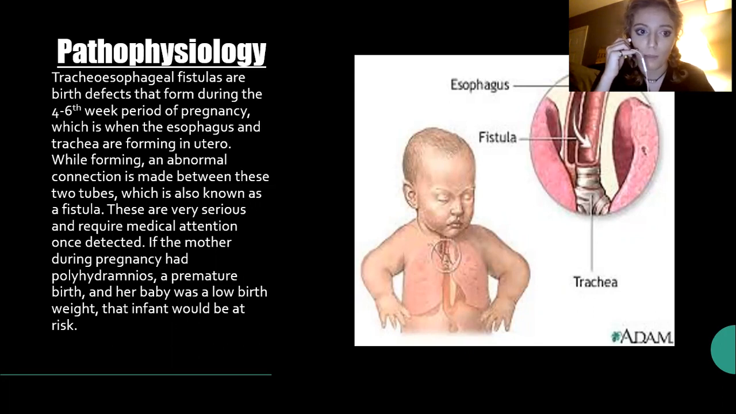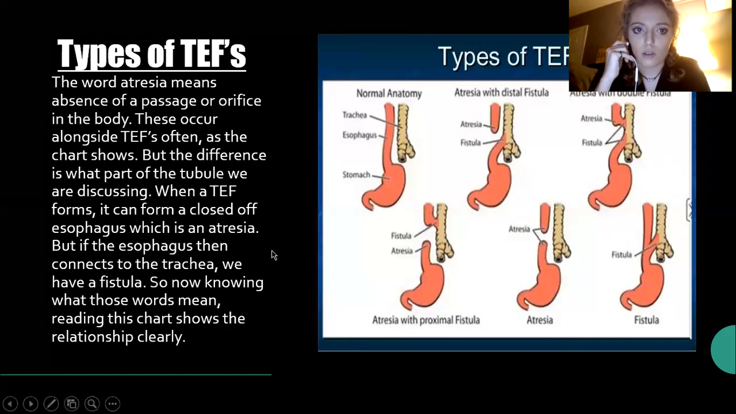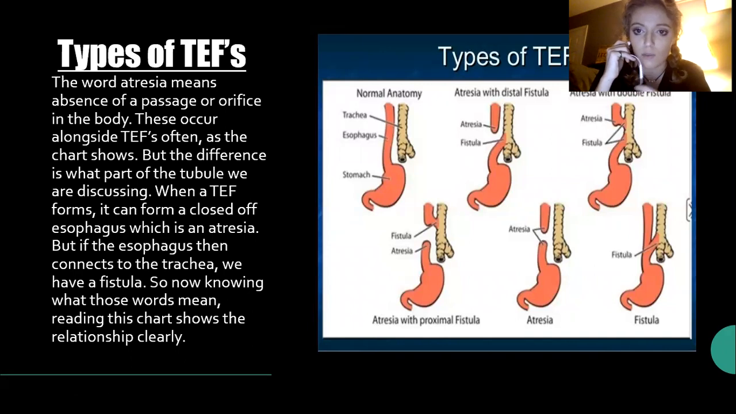Some risk factors, or what we see a lot in babies who do have TEFs, is that the mother had polyhydramnios, she had a premature birth, and the baby was also a low birth weight. So there are a lot of types of TEFs.